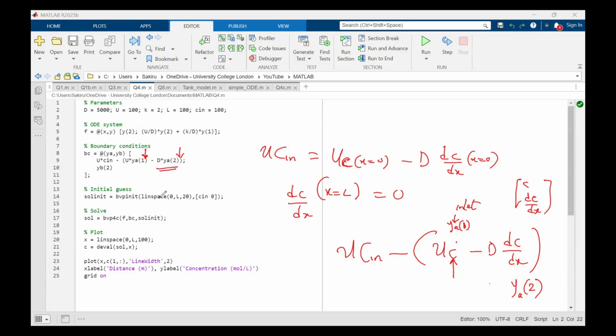And then the second boundary condition at the exit is basically dC/dx equal to 0. So all we need to do is just specify dC/dx, which is YB2. So B, because it's at the other end. This is the inlet, and this is the exit. Okay, so that's how you specify the boundary condition.